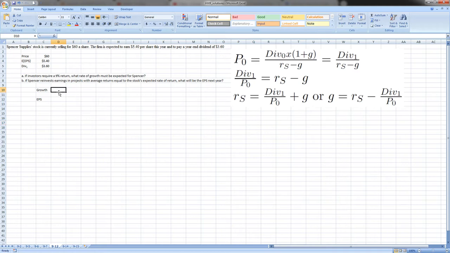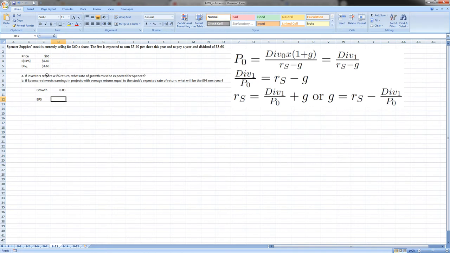To calculate for growth, we're going to use this portion of Gordon growth. So growth is equal to the return on stock, and investors require a 9% return, minus the dividend yield. So growth is 3%.